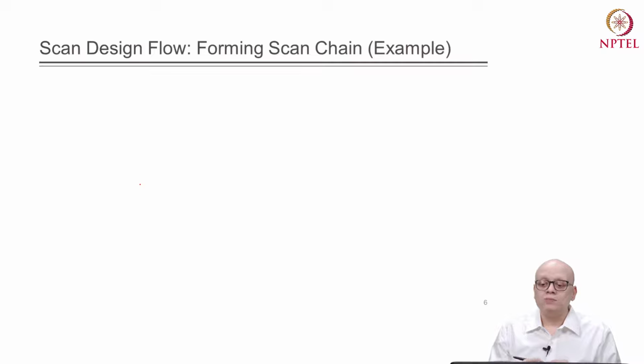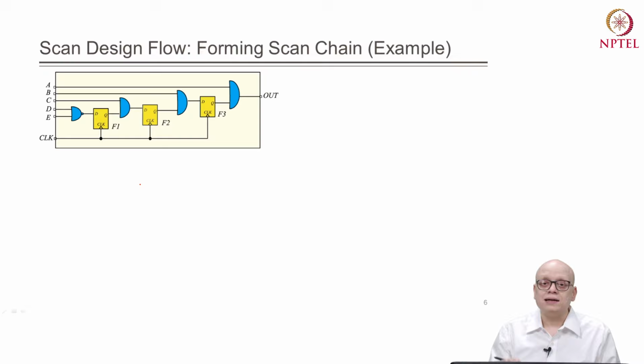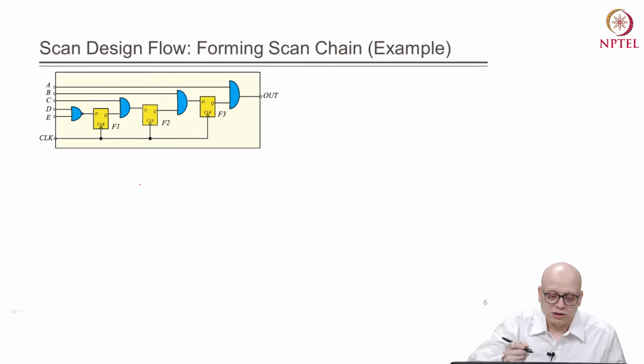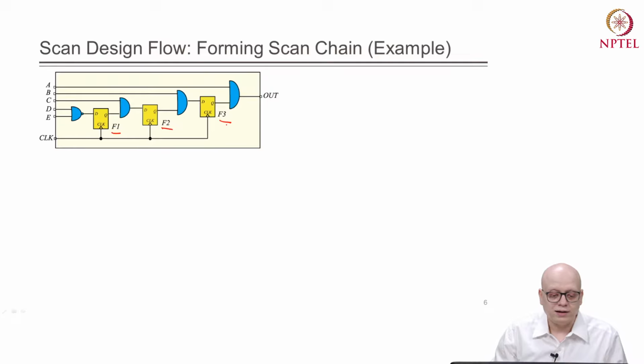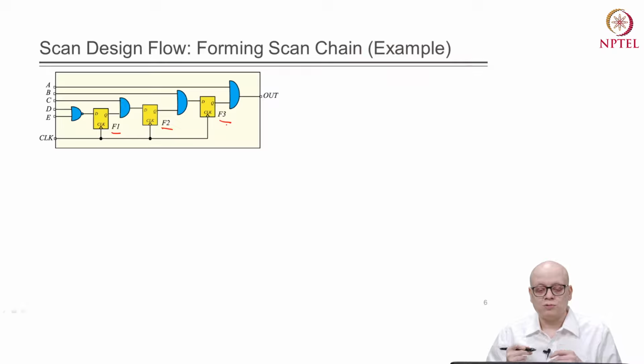Now, how do we form the scan chain in our design? Okay. So, let us take an example. Suppose we have our design like this, in which there are, say, 3 flip flops F1, F2 and F3, right. Now, we want to make modifications in our circuit to allow it to do the testing or scan, or we want to implement scan design flow in this circuit.